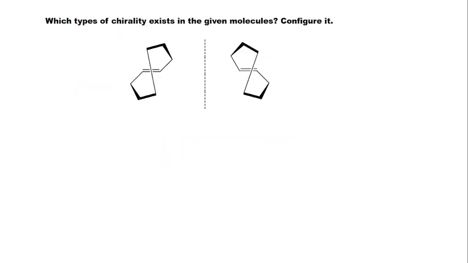To the next part. Okay. This is very easy to solve. So which type of chirality exists in the given molecule? It is very easy to say.